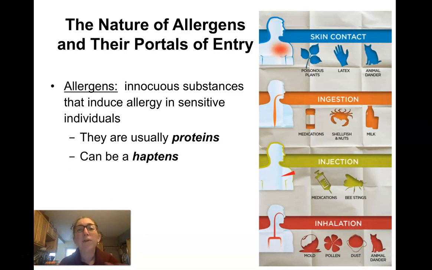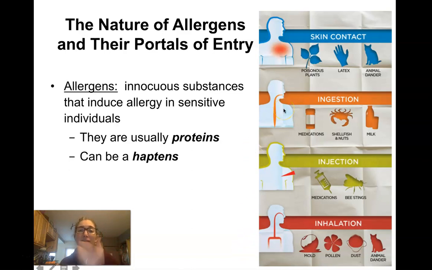There are different portals of entry for allergens. For some, skin contact is enough. A lot of poisonous plants, like poison ivy, the oil in the poison ivy is a very common allergen, and the reaction that it induces is an allergic reaction. Some people are allergic to latex, or to animal dander. That can cause them to be itchy on their skin, and cause a red rash. The dander can also be inhaled. Inhalation is another portal of entry. Pollen is also a common inhaled allergen.